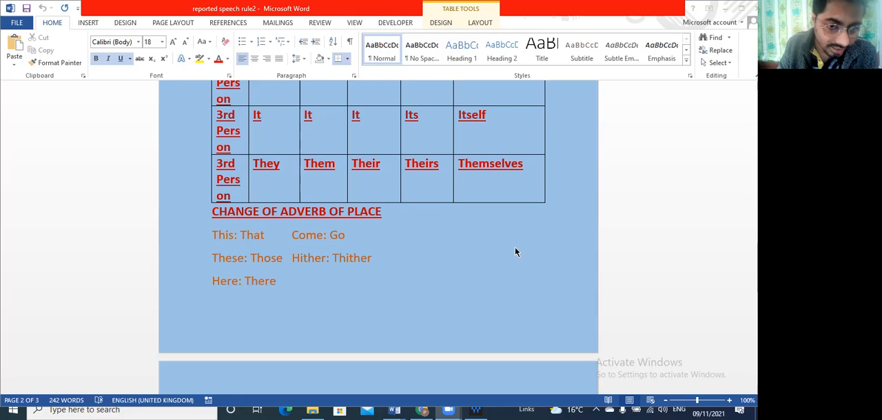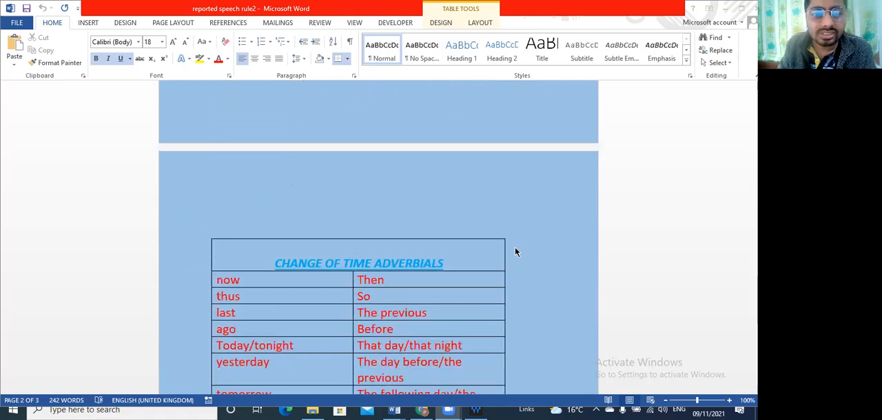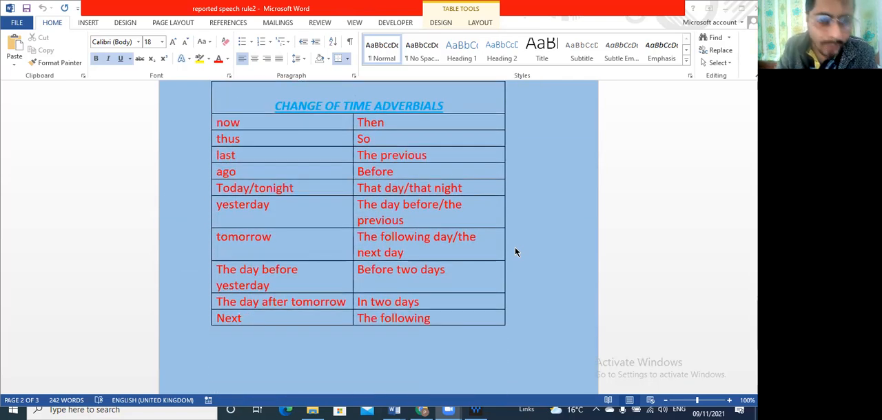Come changes into go. These changes into those. Hither, the older form of here, changes into thither. Here changes into there. Let's move downside to know some more about adverbs. Now let's talk about change of time adverbials. As I have discussed, now let's know more.